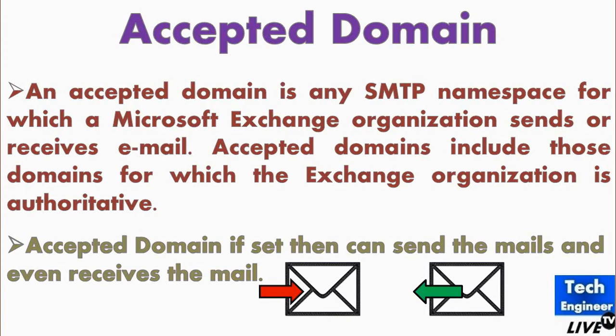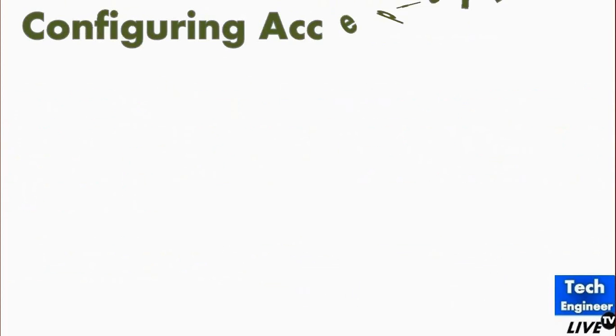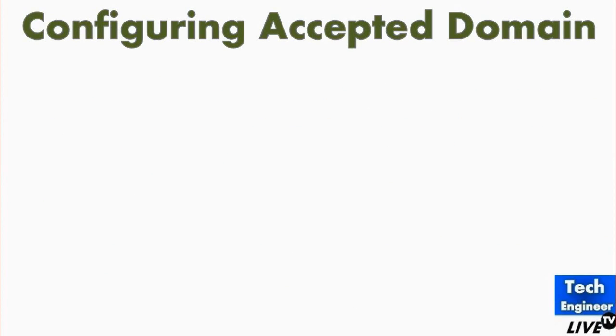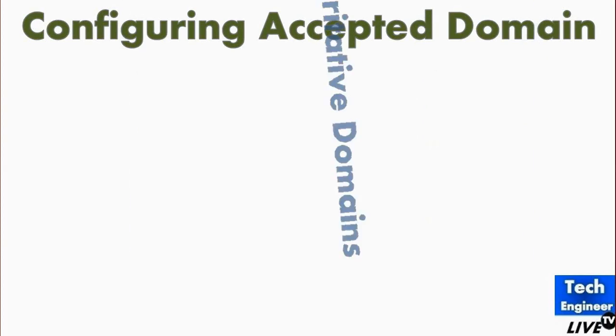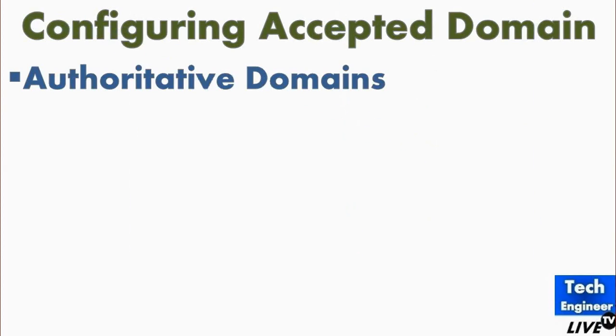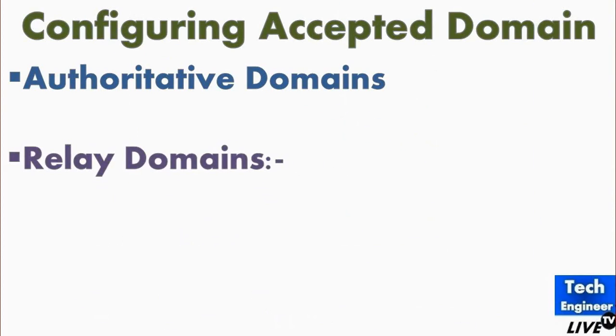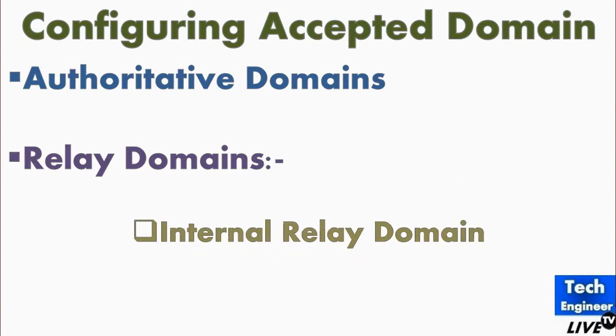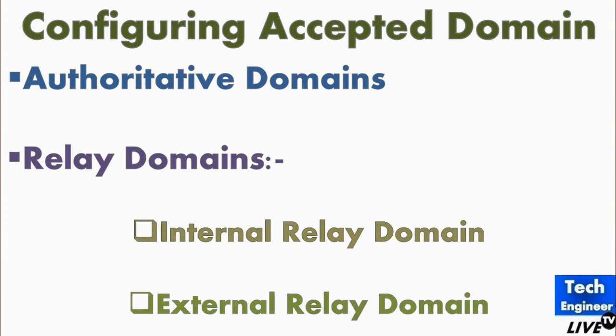Now, accepted domains are configured as basically two types: either an authoritative domain, or a relay domain. Relay domains are divided into two subparts: internal relay domain and external relay domain.